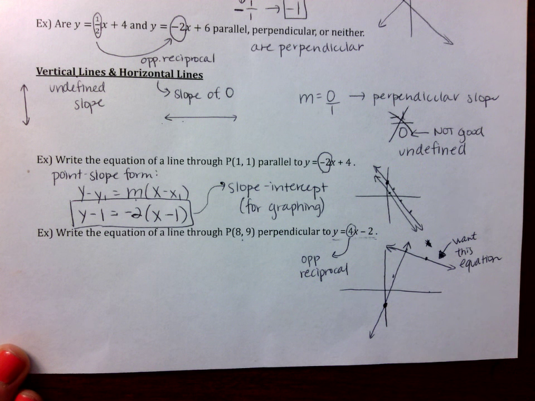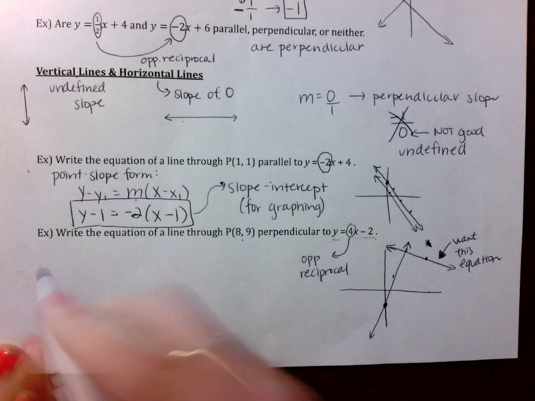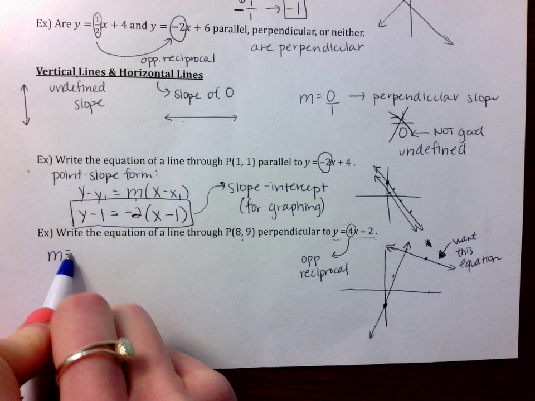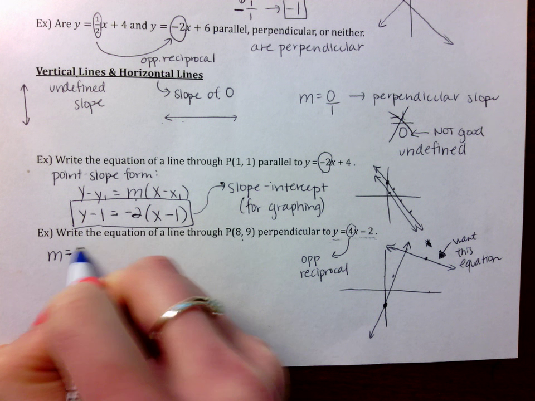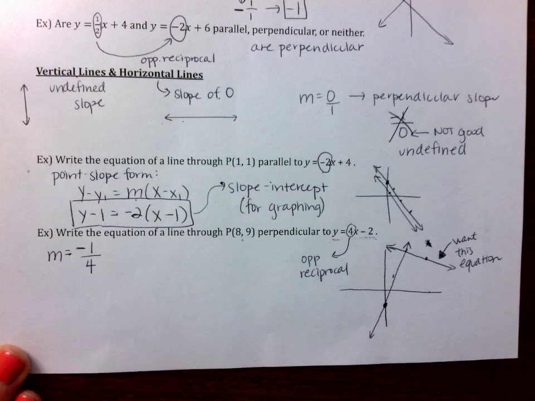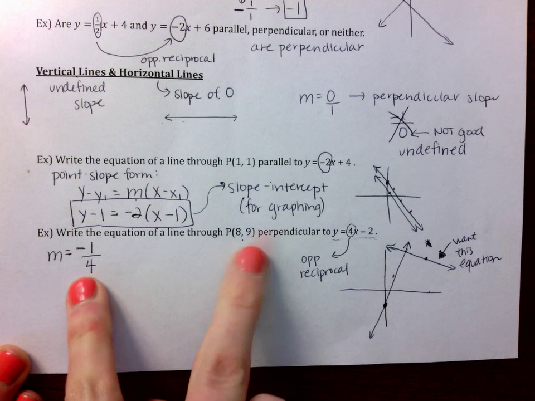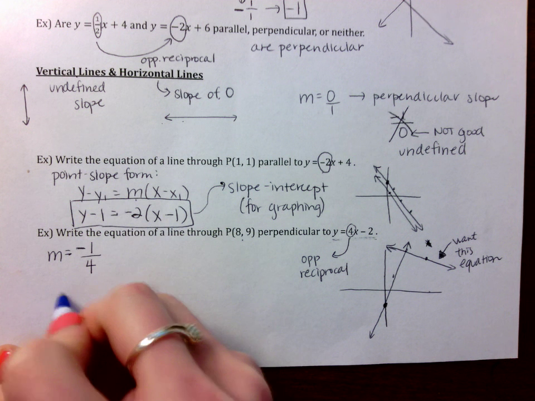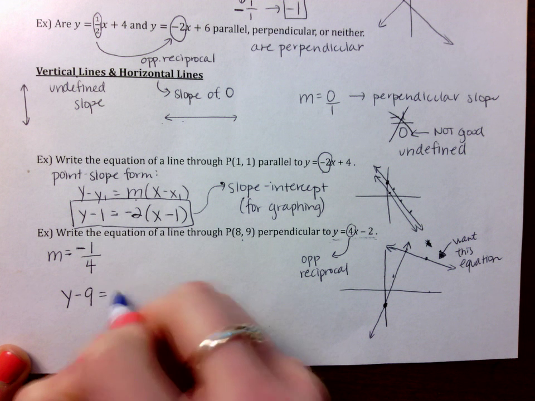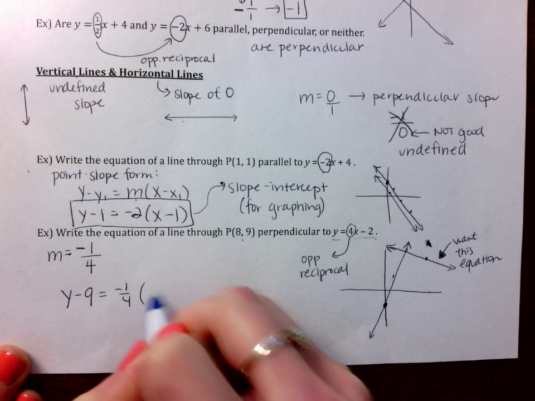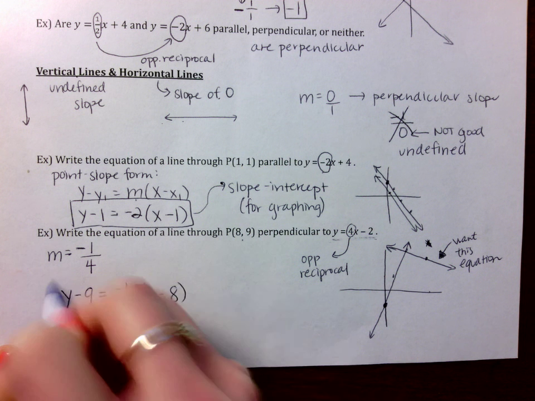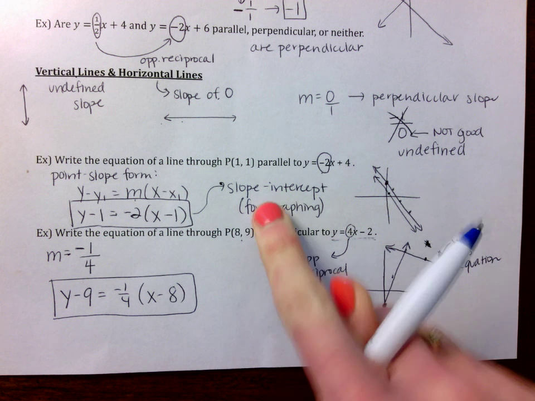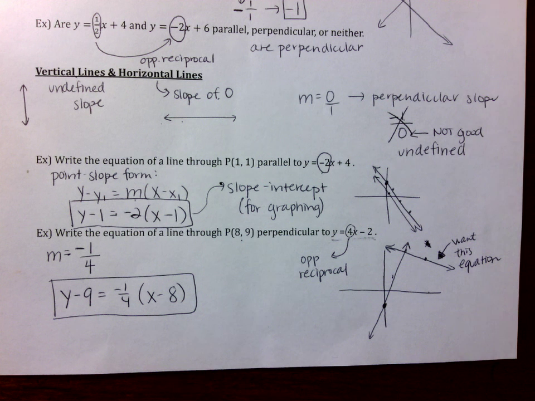Okay, so first things first, the slope of my perpendicular line is going to be the opposite reciprocal of 4, which will be negative 1/4. And then I have now the slope and a point, so I'm going to do the same thing as above and use point-slope form, or y minus 9 equals negative 1/4 (x minus 8). And that's perfectly acceptable. You don't have to do anything else to it unless you're graphing, in which case you want to put it in slope-intercept. And that is it for today.